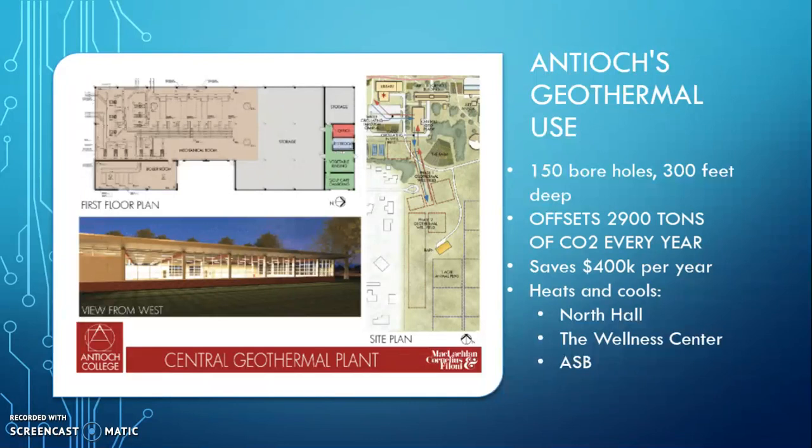Our central geothermal plant heats and cools North Hall, the Wellness Center, and the Arts and Sciences building. It has 150 boreholes drilled 300 feet deep that transfer thermal energy from the earth to the surface, and a compressor staging that optimizes efficiency and diversity of the buildings it connects to. The plant can simultaneously heat and cool water, and its variable drives are set to ramp flow up and down based on the heating and cooling demands of each building. It offsets 2,900 tons of carbon dioxide per year and saves the college around $400,000 per year.